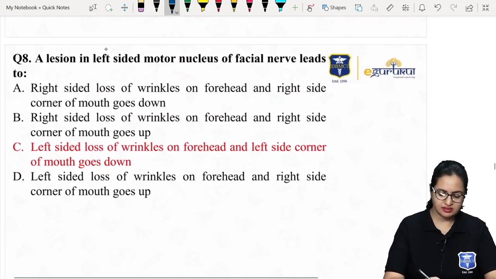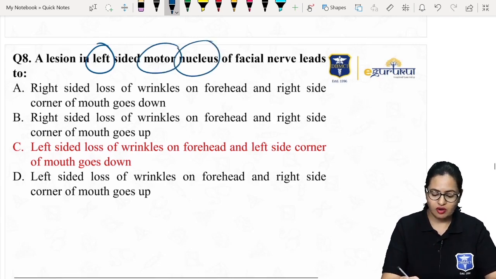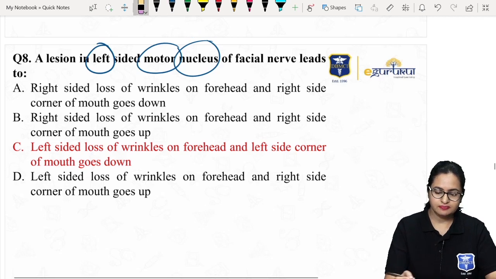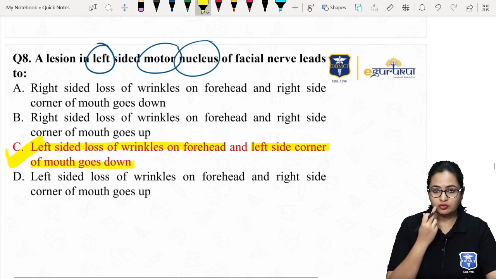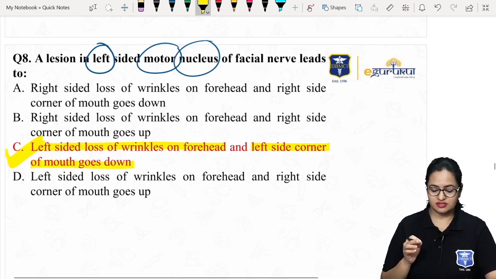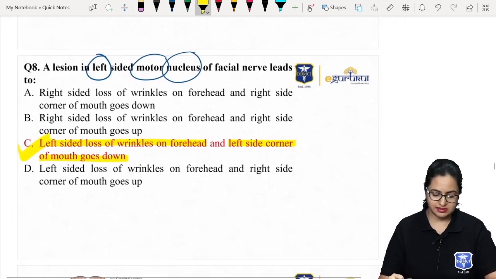Now when we say that the left-sided motor nucleus of the facial nerve is involved, that means it is a lower motor neuron palsy, and it will affect the ipsilateral side, that is the left side. Therefore the answer to this question is C: left-sided loss of wrinkles of the forehead, as well as the left corner of the mouth going down. This is the specific feature of Bell's palsy.